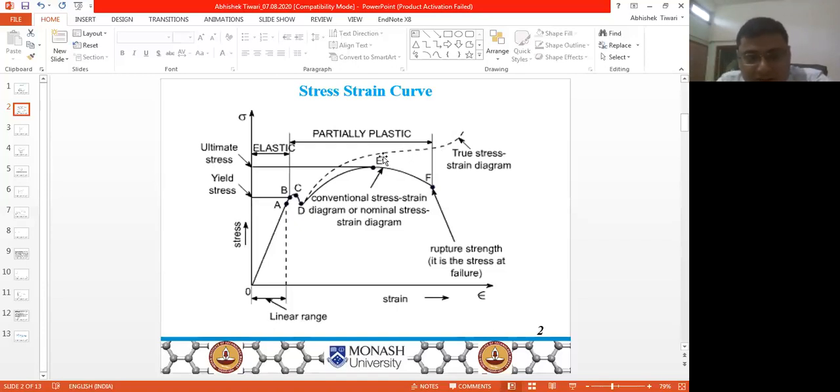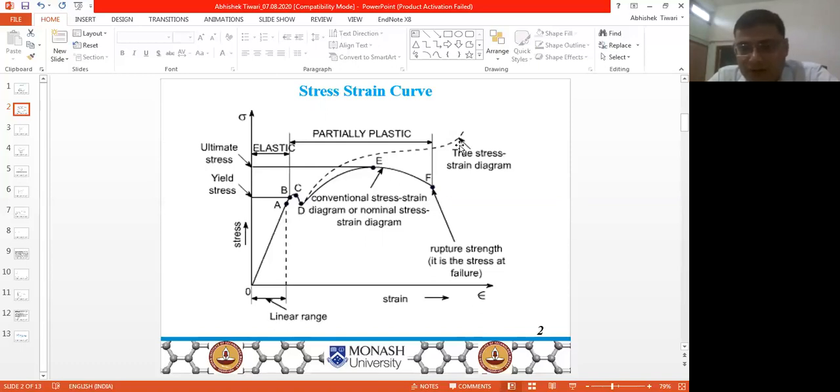So what is the difference between the engineering stress strain curve and the true stress strain curve? The engineering stress strain curve relates to engineering stress, that is sigma is equal to P upon A, and epsilon is equal to delta L upon L, where delta L is final length minus initial length, divided by initial length.